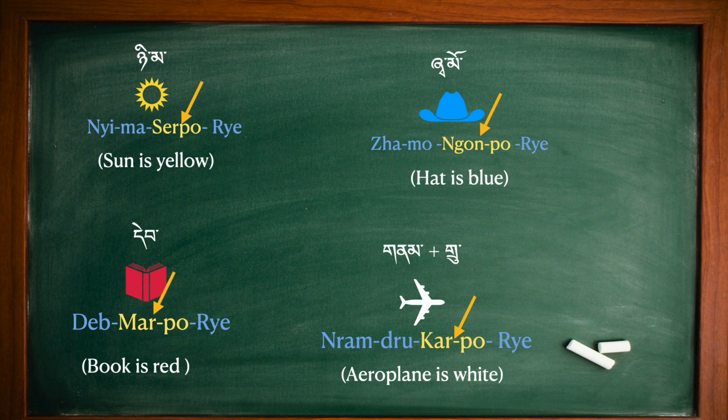Re is a linking verb to be. And then we have our substantive objects. Thep, book, Nima is sun, aeroplane is namtu, and we have hat, which is shamo.